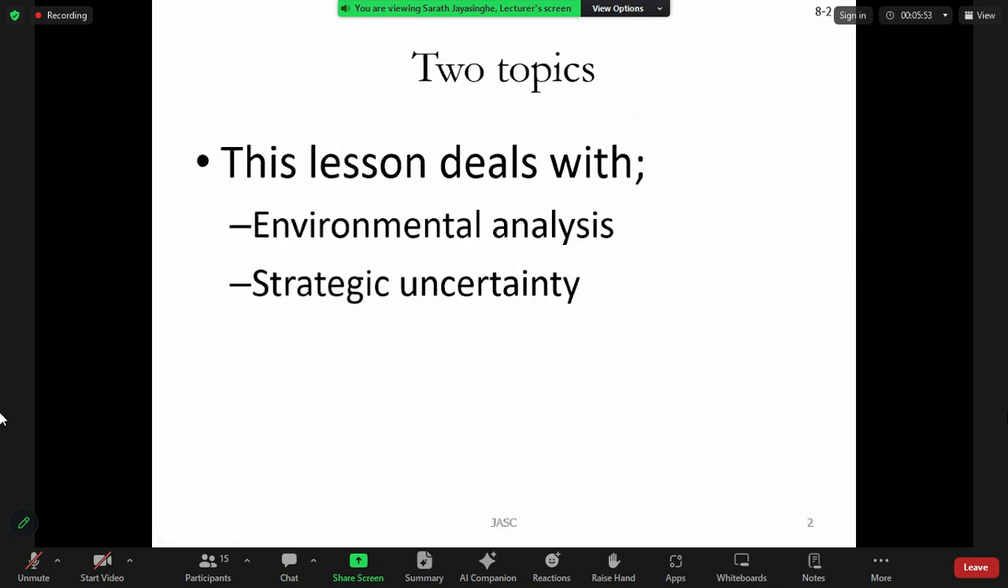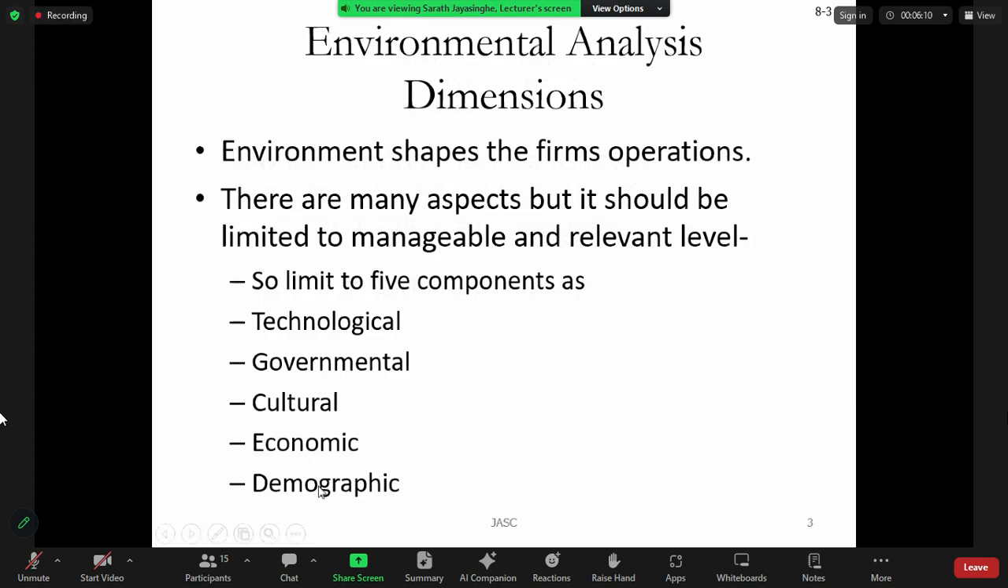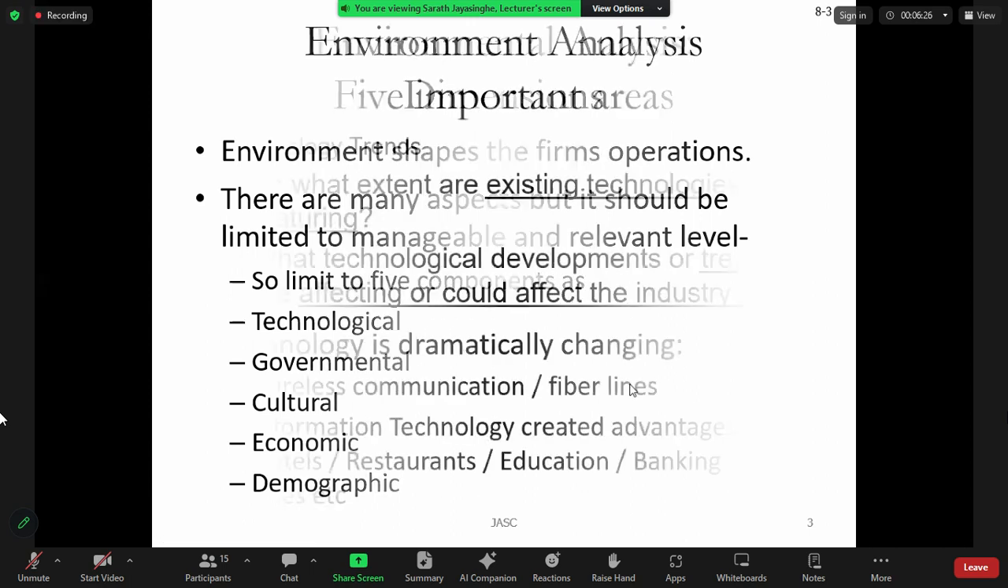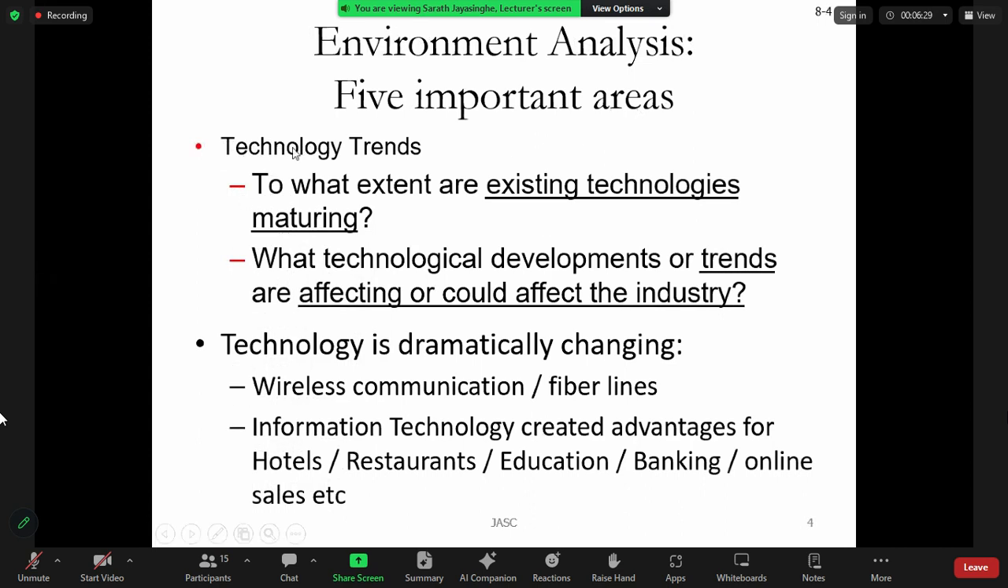There are two main things we cover: environmental analysis and strategic uncertainty. In environmental analysis, as usual, we know there are several dimensions. There are 5 dimensions. If you remember the PEST analysis, it covers everything: technological, governmental, cultural, economic, and demographic. These are the important areas.